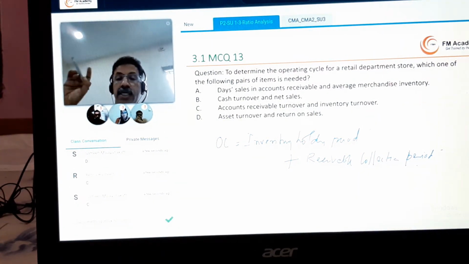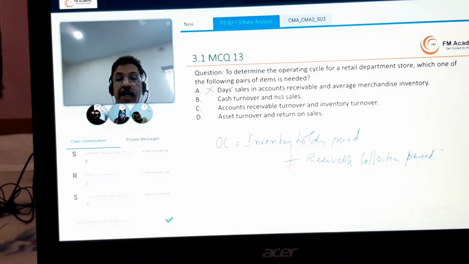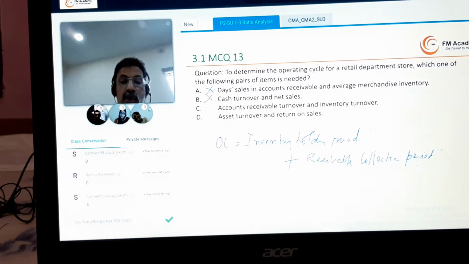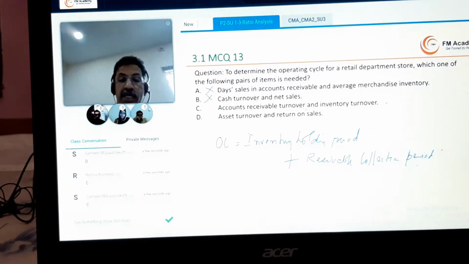You need the sales in the numerator, so that is not there. So this will not help you to find it. You need additional information. Cash turnover and net sales is not going to help you at all. Account receivable turnover days and inventory turnover days, that is what is needed. Account receivable turnover and inventory turnover.